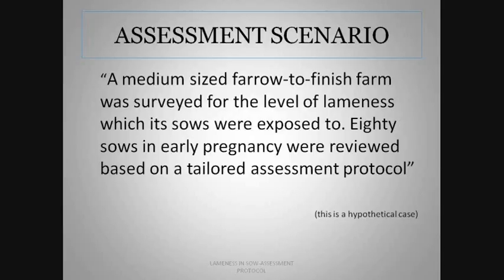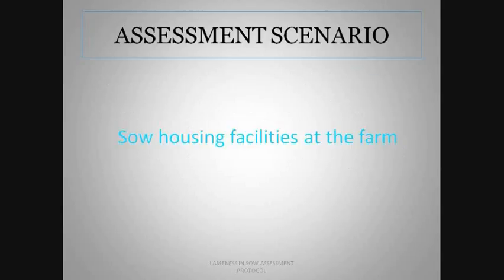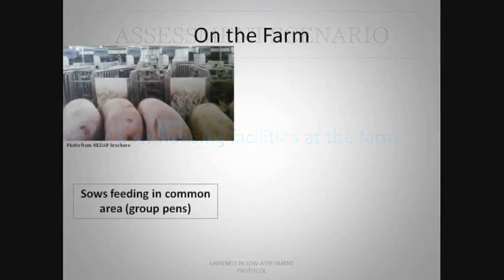Assessment scenario. A medium-sized farrow to finish farm was surveyed for the level of lameness to which its sows were exposed. 80 sows in early pregnancy were reviewed based on a tailored assessment protocol. This is a fictional case. The following pictures show sows in their group housing stalls.